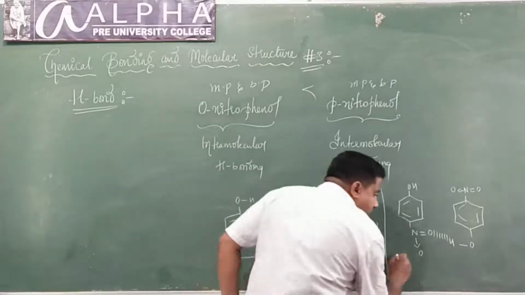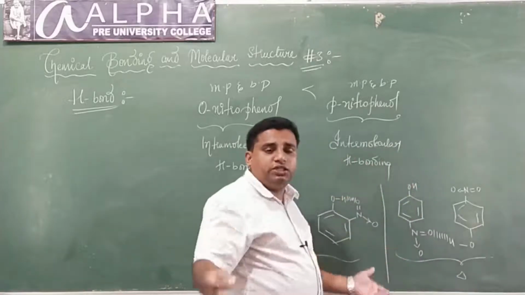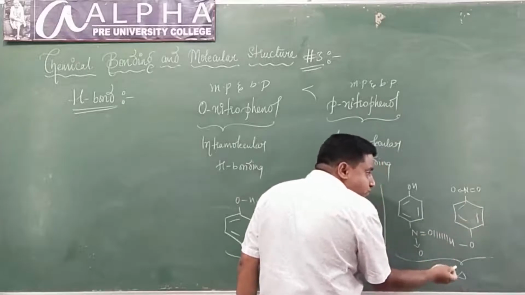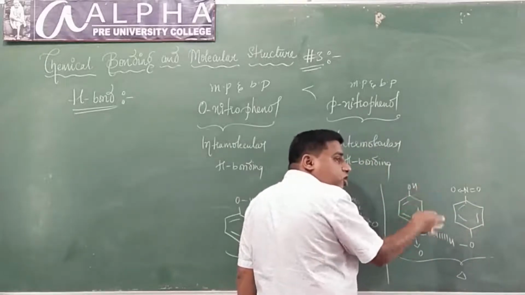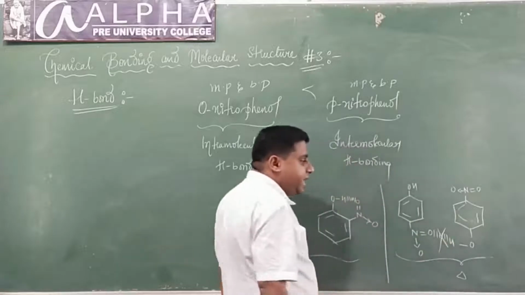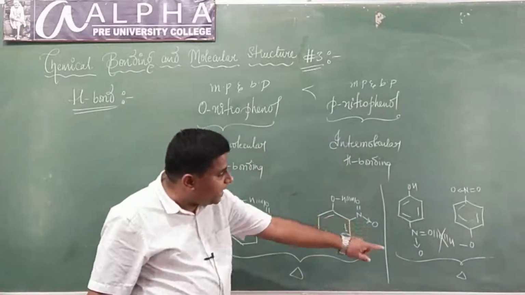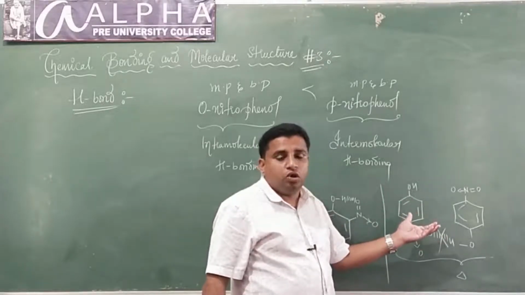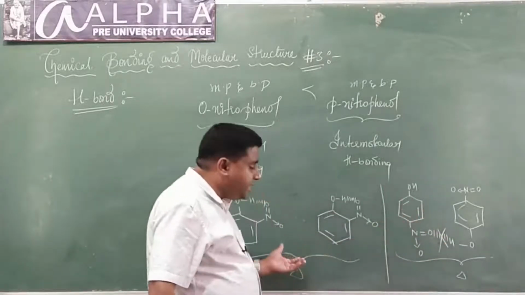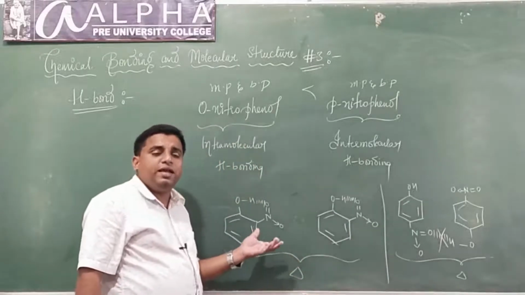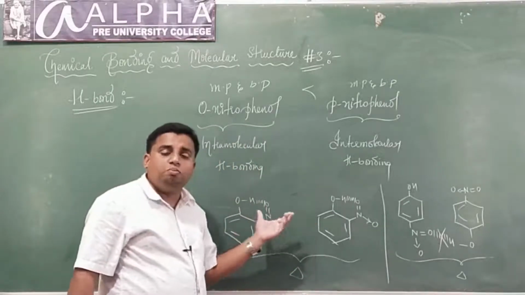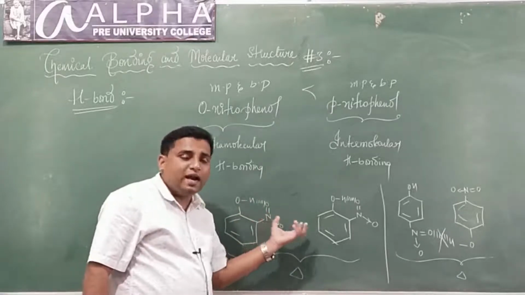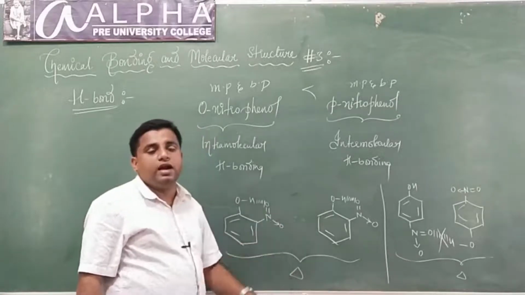But if I have to melt paranitrophenol, I have to supply more energy. Why do I have to supply more energy? Because the two molecules are held by hydrogen bond. Therefore, in order to melt or boil this compound, I have to break this hydrogen bond. That means I have to supply more energy. But here, minimum energy itself will make the molecule melt or evaporate or boil, because the molecules are not held by hydrogen bonding.